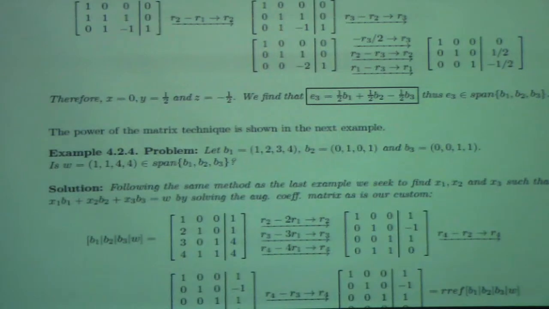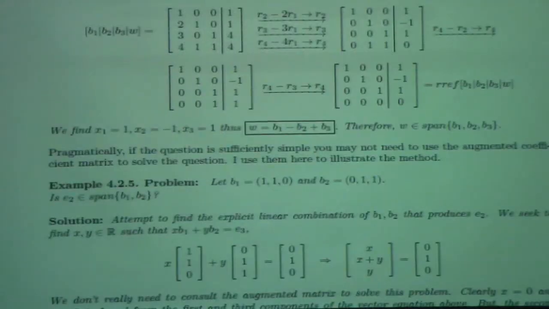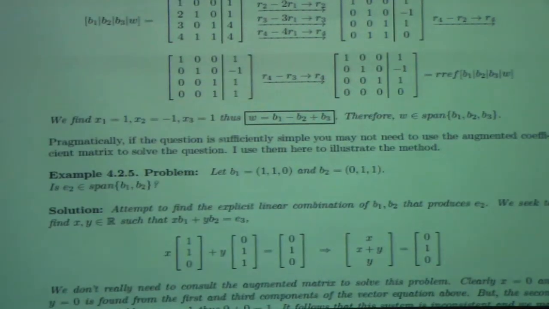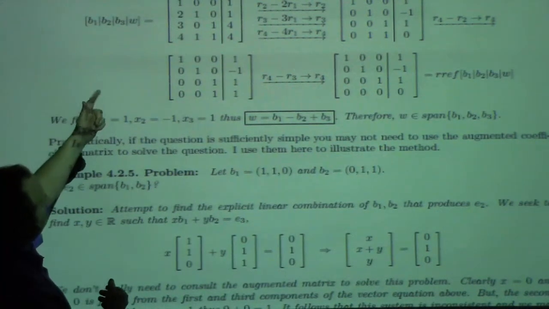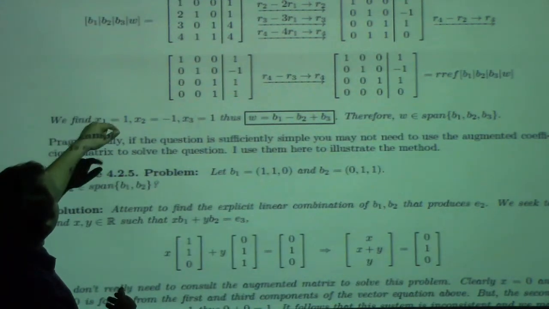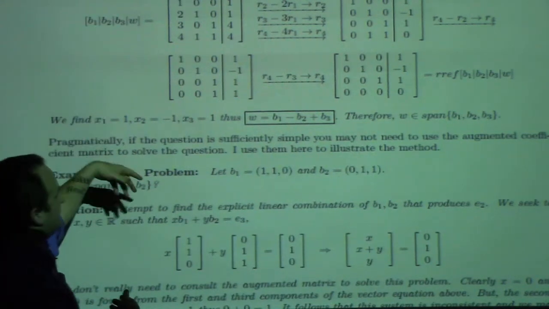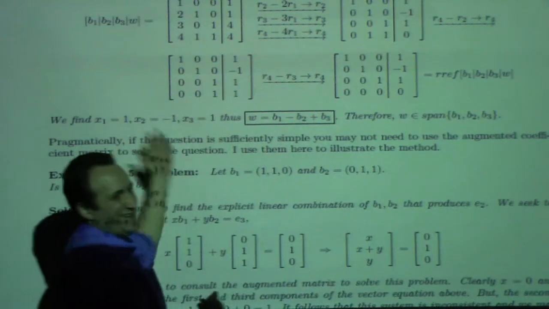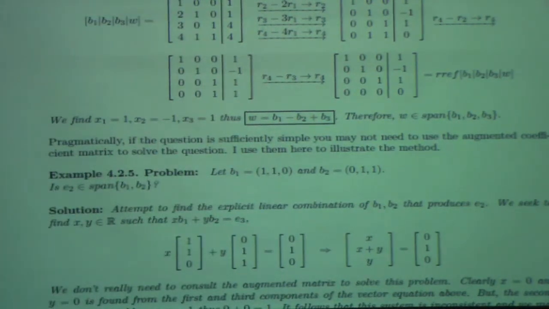Okay, so moving along here, guys. Was there a question? I mean, these are more of the same. Here I have 3 vectors. Is W in the span of those 3 vectors? It's the same thing again and again. I think I've shown you enough.